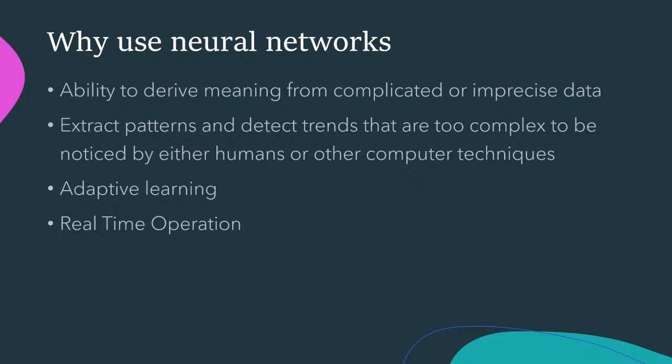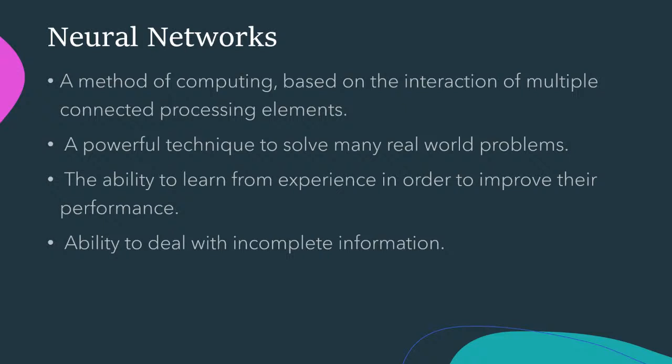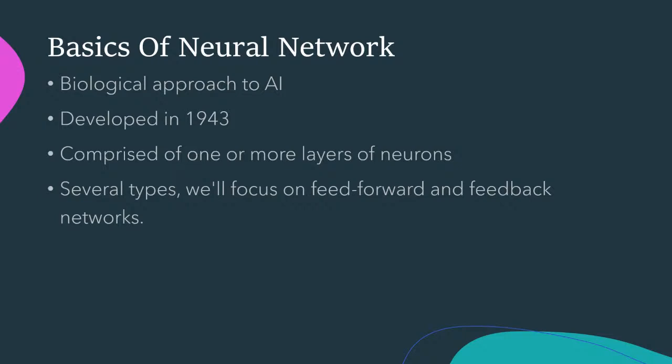Whether it is COVID, you can predict the data, or weather monitoring, or in medical applications to predict heart operations, medical equipment, and patient monitoring in a critical situation. Suppose the patient is in a very critical state, then minute to minute monitoring can be done by using this artificial intelligence algorithm. Neural networks are a method of computing based on the interaction of multiple connected processing elements, gaining experience in order to improve their performance. They have the ability to deal with incomplete information also, and give exact or approximate solutions.